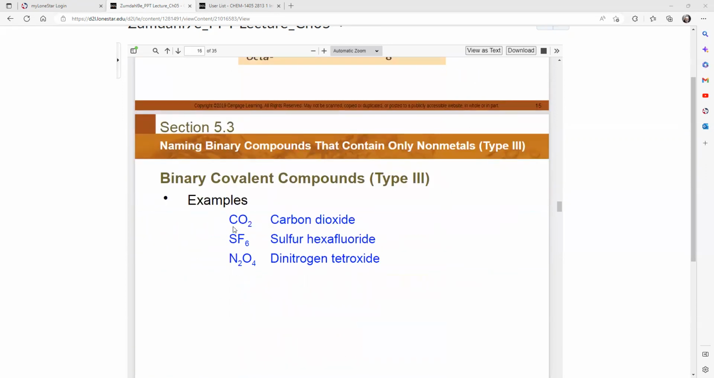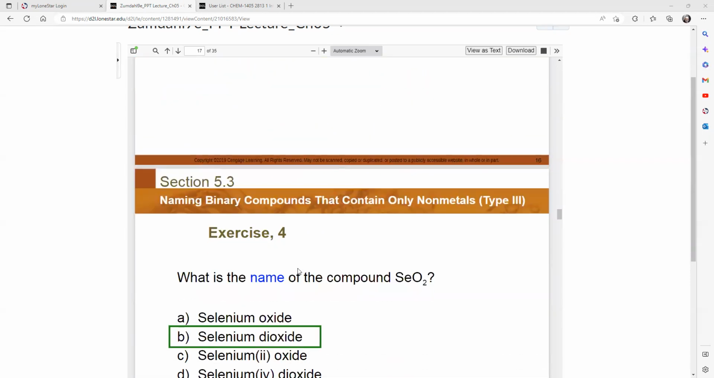Here you have some examples. Carbon dioxide. Di because you have two atoms of the oxide anion. Sulfur hexafluoride because you have 6 fluorides. Dinitrogen tetroxide because you have 4 oxide and 2 nitrogen.